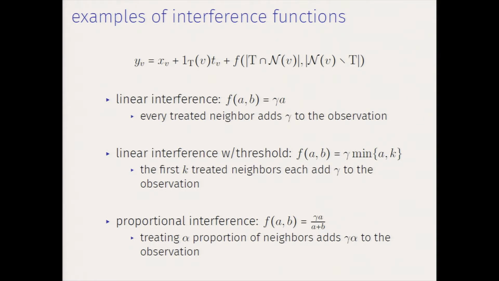treated neighbors count. A different example is a proportional interference model, where instead of thinking that high-degree nodes can experience a lot of interference, you think that interference depends on the proportion of neighbors that are treated. That also falls into our framework. This is f(a,b) is gamma times the fraction of treated neighbors. The fraction of treated neighbors is a over a plus b. These are just some examples to keep in mind.